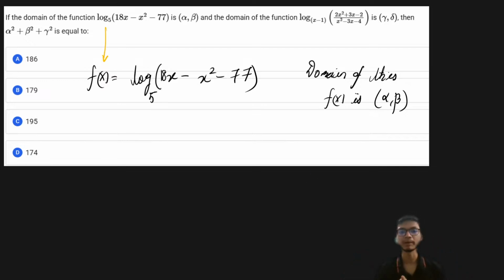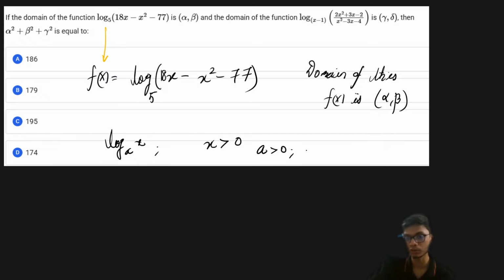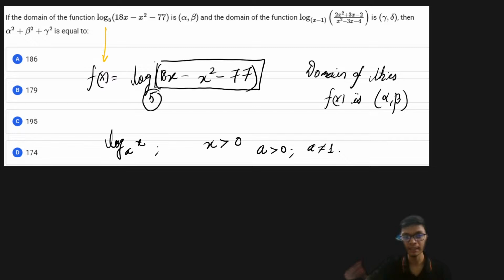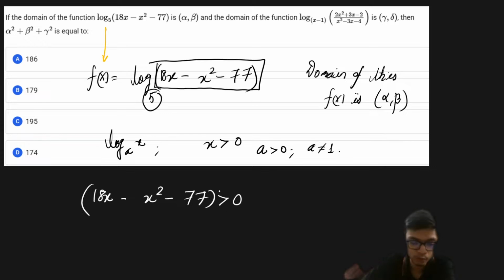Now if you recall from the basics, whenever we have a logarithmic function, the condition is that the argument x should be greater than 0, and the base should also be greater than 0 but should not be equal to 1, right? Here the base is 5, which is greater than 0 and not equal to 1, so there is no condition on that. But the condition is that this particular quantity should be greater than 0, right? So let us set 18x minus x square minus 77 greater than 0 and see what numbers we get. It is basically a quadratic inequality, right?